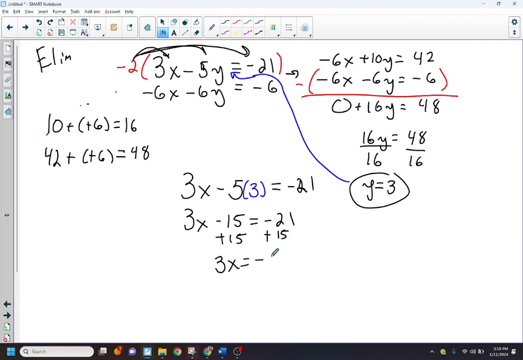3x equals negative 6. I'm doing it for the video. I'm sorry. I would normally. X equals negative 2. So your final answer is negative 2, comma 3.